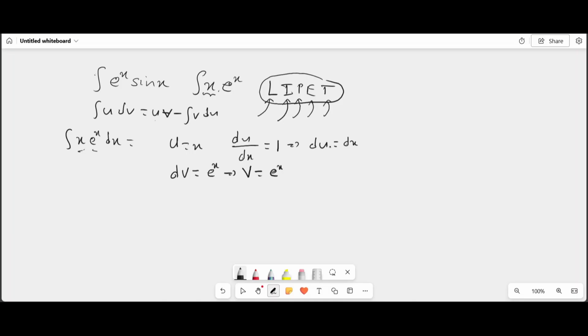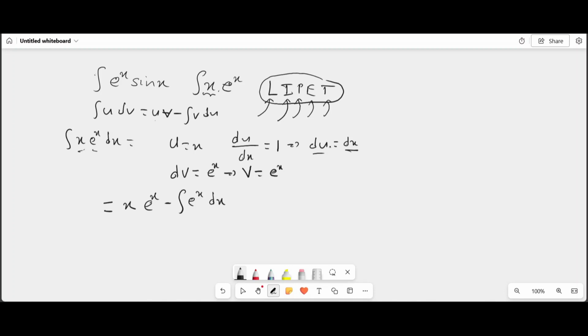Now, what is left is simply to apply the formula. So what we have is integration of u dv will be, copying the answer, we're going to have u which is x, times v which is exponential x, minus integration of v du. v is exponential x. And what is du? du is simply dx. That's the reason here we do have a dx.